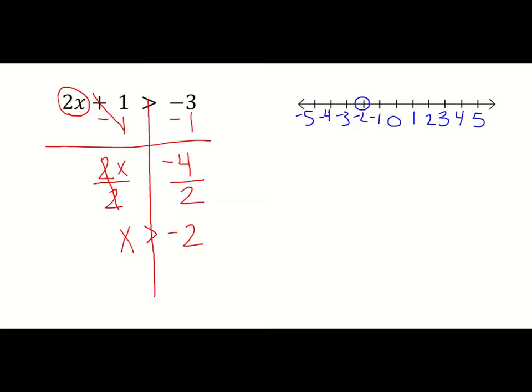So I want to think, is negative 3 greater or is negative 1 greater? Well, negative 1 is greater, so I'm going to shade from that circle all the way to the end of my number line. And that's saying that any number that falls to the right of -2 is a solution.